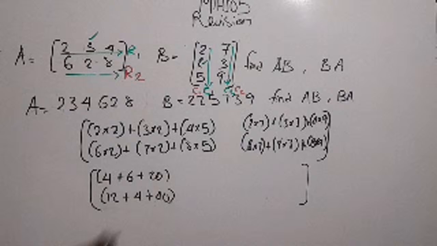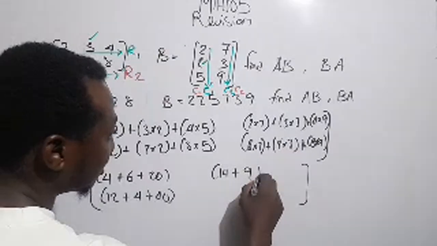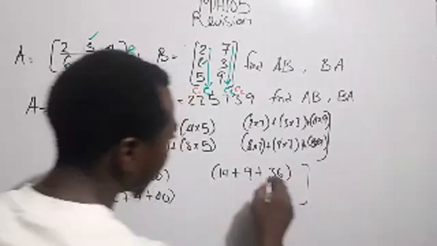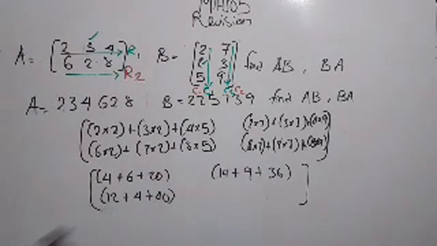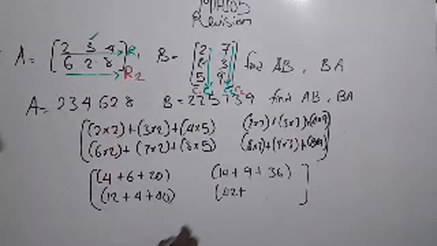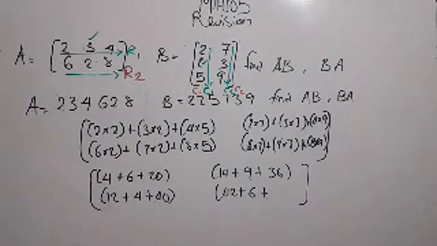Then we are done. Then we move here. This should give us 14. This should give us 9. And that should give us 36. Then this second row should give us 42, and that should give us 6, and that should give us 72.